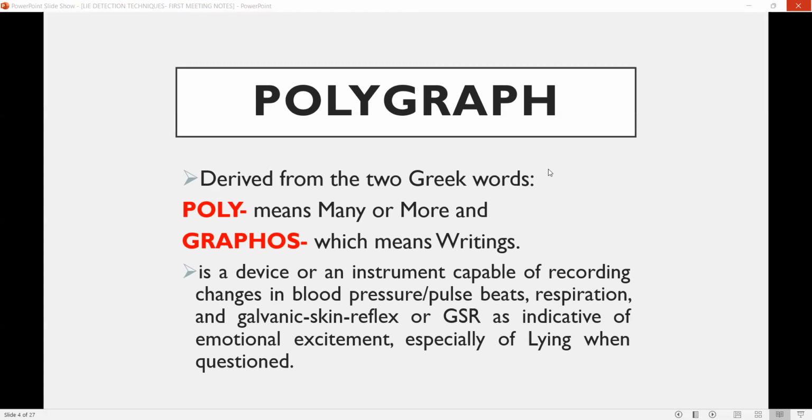Okay? And also, you should take note of this. There are maybe four polygraph users in the Philippines. We have the PAGCOR, take note of this, the National Bureau of Investigation, the Philippine National Police, and the PADPAO.